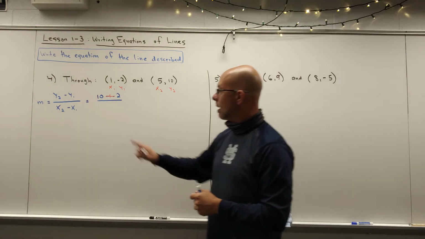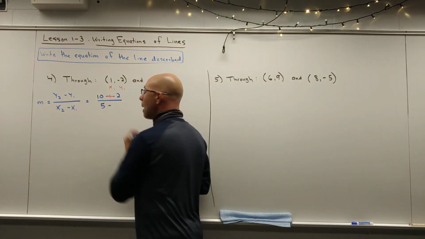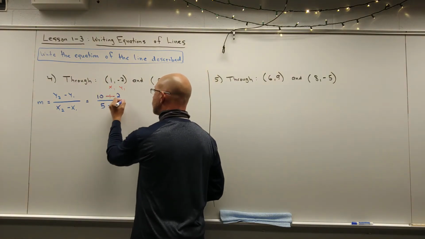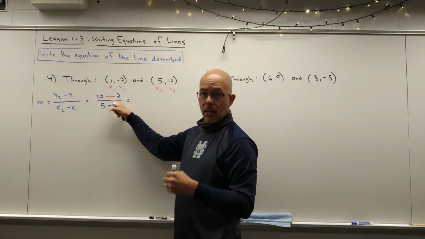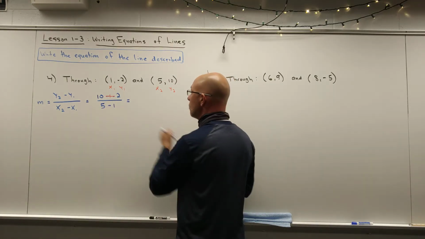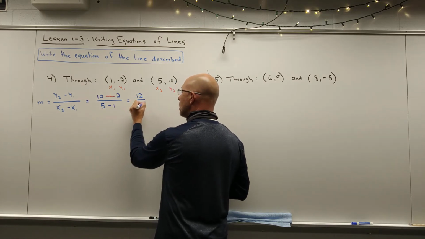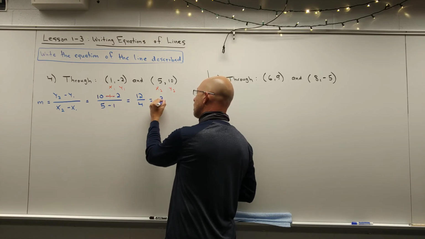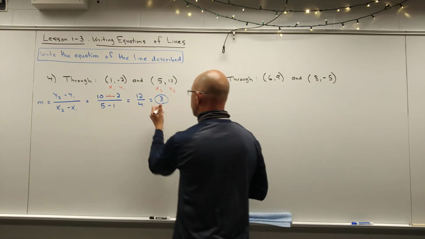The denominator is x2, 5, minus x1, which is 1. Folks, remember that was minus negative, so now it's plus. 10 plus 2 is 12. 5 minus 1 is 4. 12 divided by 4 is 3. There is the m.